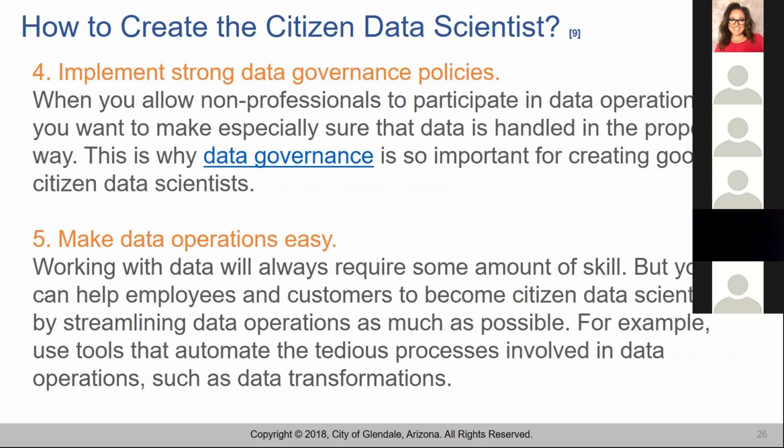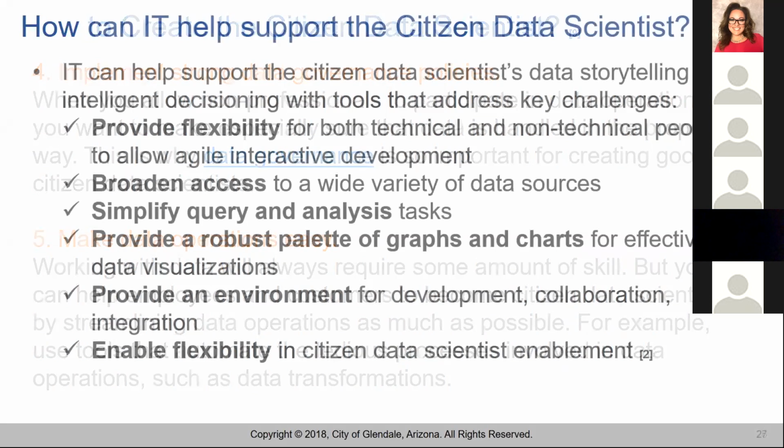You have to have strong data governance. If you're going to put the data in front of people, as IT, it's your responsibility to make sure that the data is handled properly and data ethics are followed, to help them out and make data operations easy. Working with data requires some amount of skill, but automate as much of it as possible. Going back to the lioness at the end, the fox dug some holes and the prey fell into the pits and saved them a lot of work. Same thing here, take a lot of that difficult part out of it, make it easier for them.